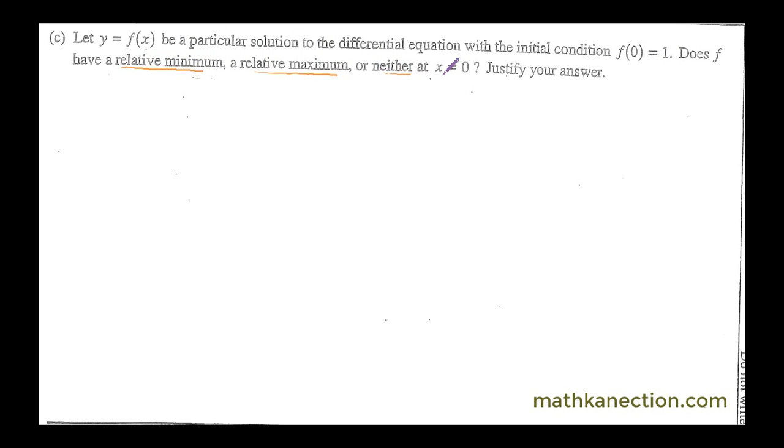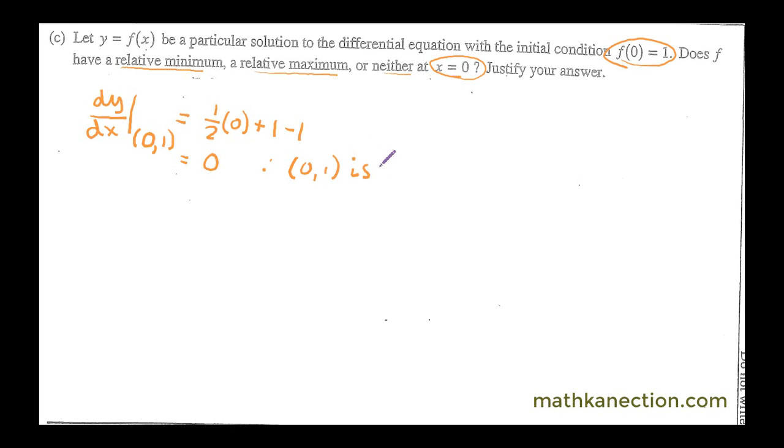In part C, we have f of x as our particular solution with that initial condition. The question is, does f have a relative minimum, a relative maximum, or neither at x equals 0? If we have a relative minimum or maximum, we need to have a critical number. So we're going to take that first derivative and check to see if the point at x equals 0 and y equals 1 is a critical number. Replacing in 0 for x and 1 for y, we get the answer of 0. So that point (0, 1) is a critical number.